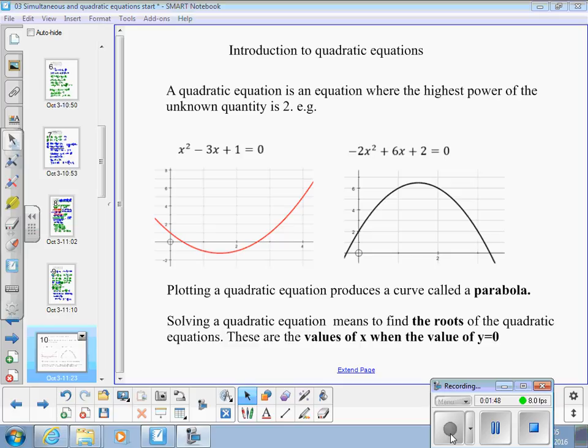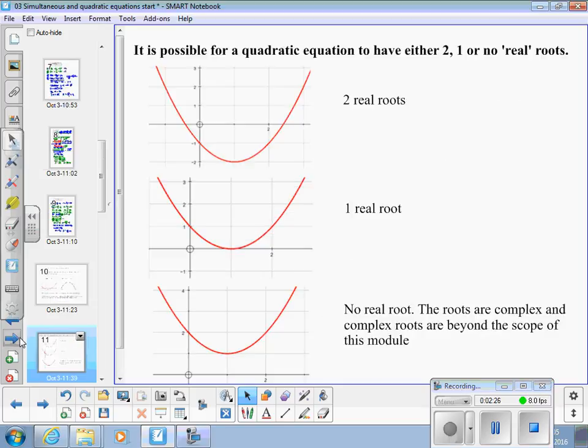When we say we're going to solve a quadratic equation, what we mean is we're going to find the roots of that quadratic equation. The roots are the values of x when the value of y is equal to 0. Now, all quadratic equations have 2 roots. Sometimes they're the same, sometimes they're 2 real numbers, and sometimes they're non-real or complex numbers. So that top one has 2 real numbers as roots, so 2 values of x where y is equal to 0.